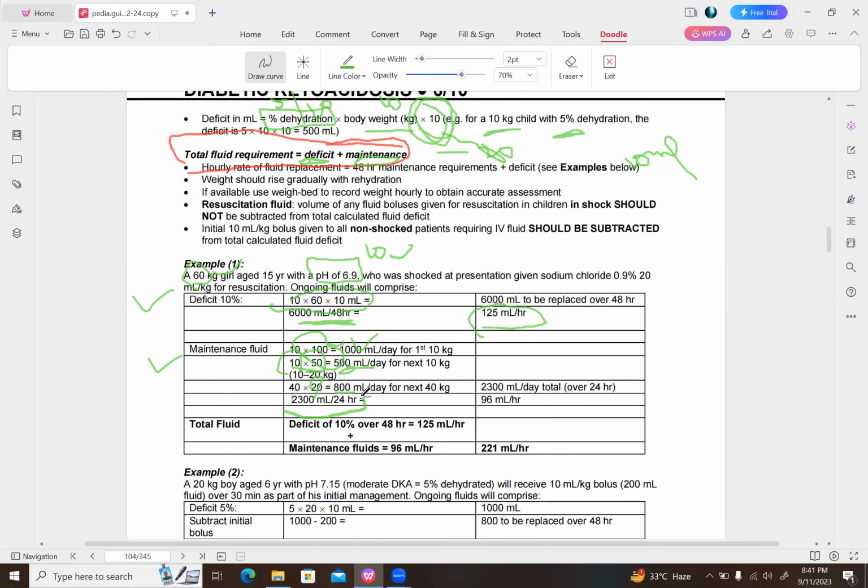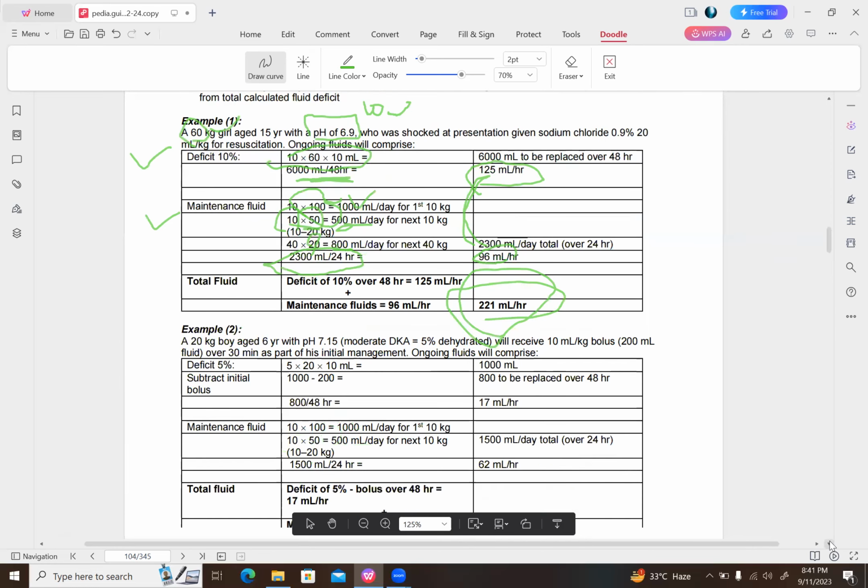So divide this maintenance fluid over the 24 hours. Just add these two, this and this. You have to add this maintenance and the deficit. So this is the total fluid requirement.